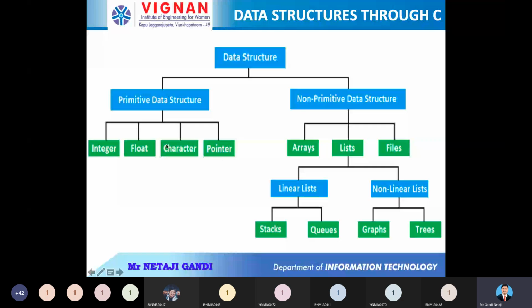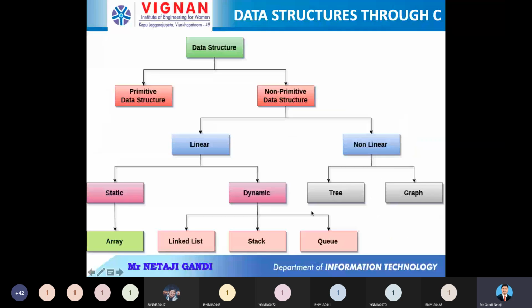Coming to the non-primitive data structures, there are two types, linear and non-linear, as in the previous example. The linear data structures are arrays, which are static, and linked lists, which are dynamic, along with stacks and queues. Coming to the non-linear data structures, they are the trees and graphs.